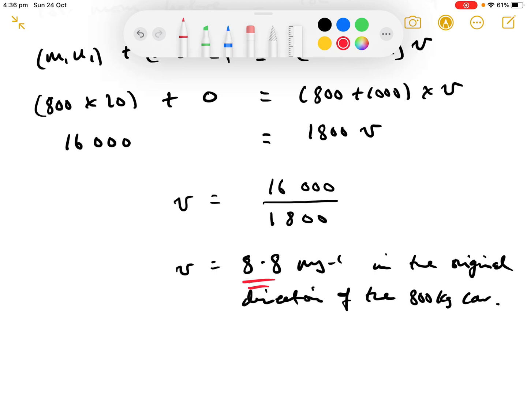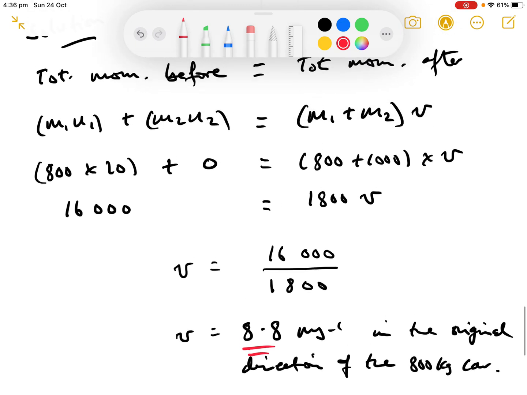There we are. So those are the two types of collision you will meet. One where the bodies bounce off each other, and the second one when they join together. Both very similar, except when they join together, it's essential that you have the brackets around the two masses.